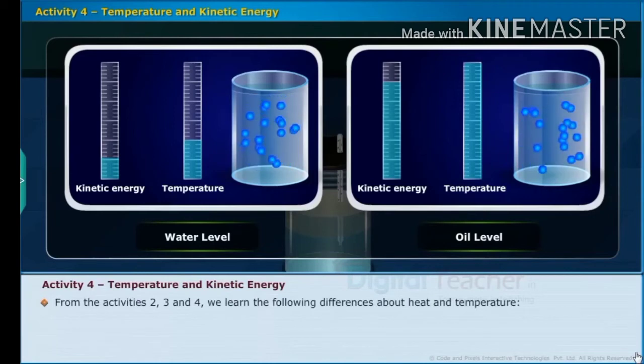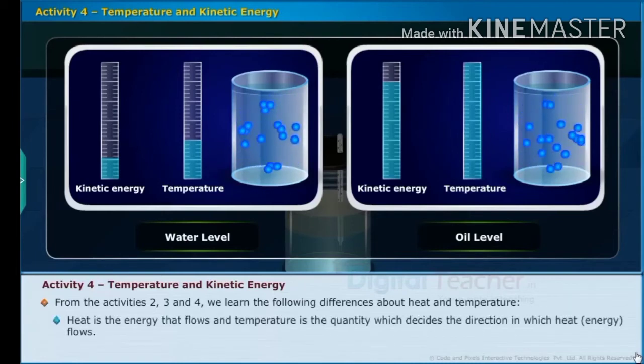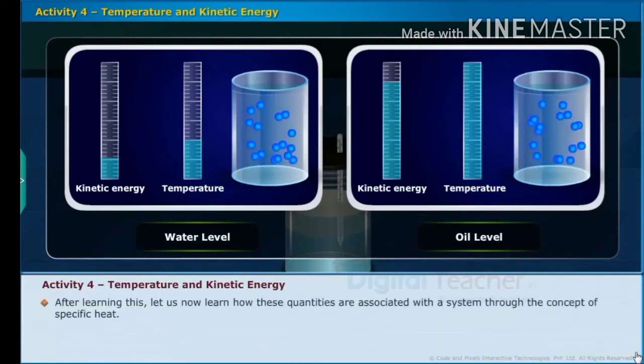From activities 2, 3 and 4, we learn the following differences about heat and temperature. Heat is the energy that flows, and temperature is the quantity which decides the direction in which heat energy flows. After learning this, let us now learn how these quantities are associated with a system through the concept of specific heat.